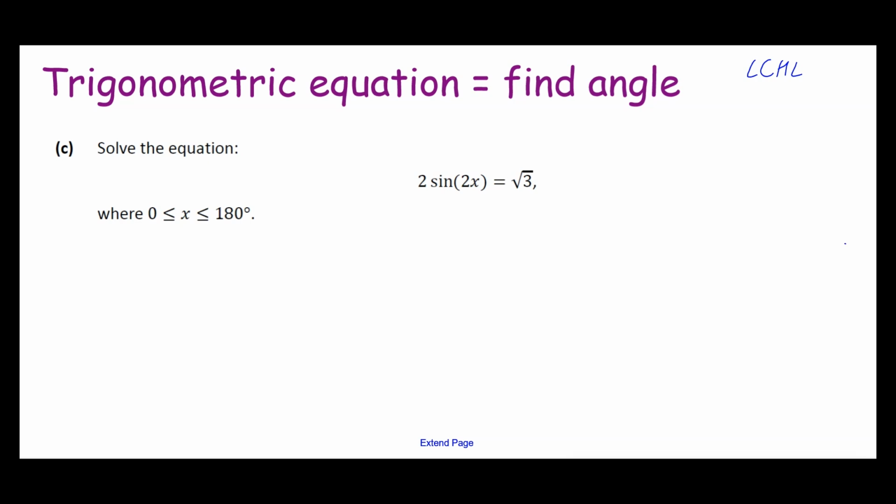Trigonometric equation, that's something that comes up often in our exam, and we have to find the angle. And here, the angle is the 2x. I'm just looking for x. Okay, so how do we do that?